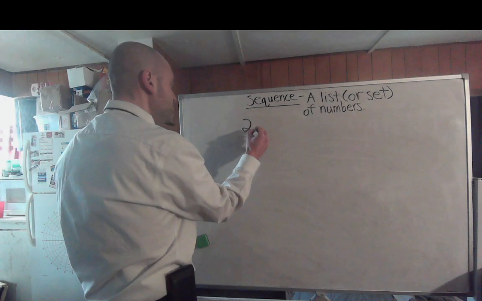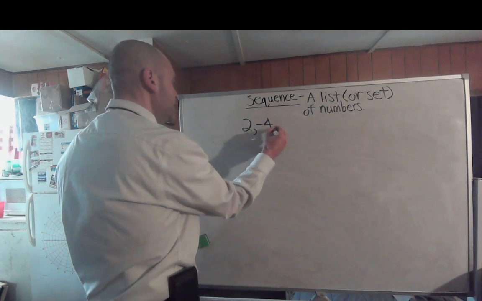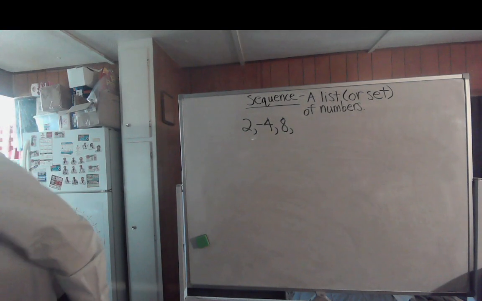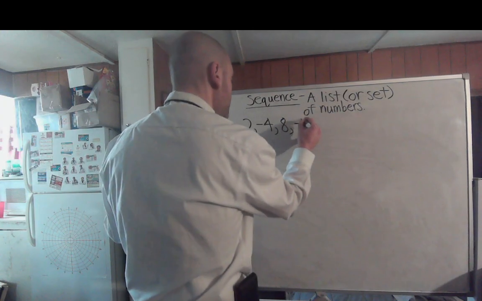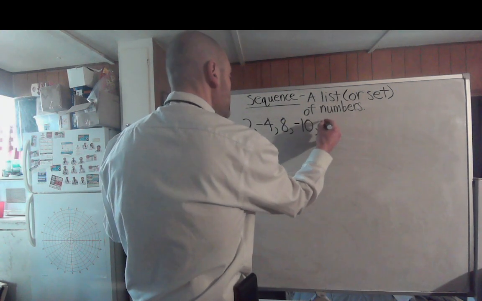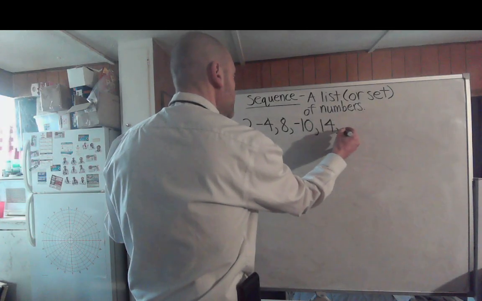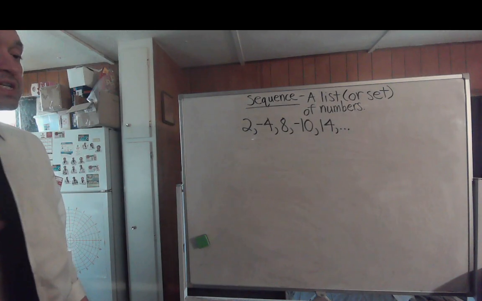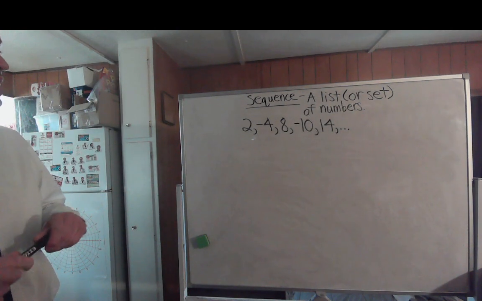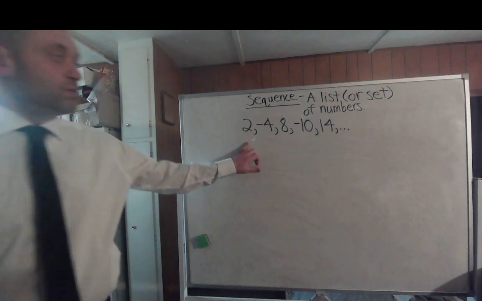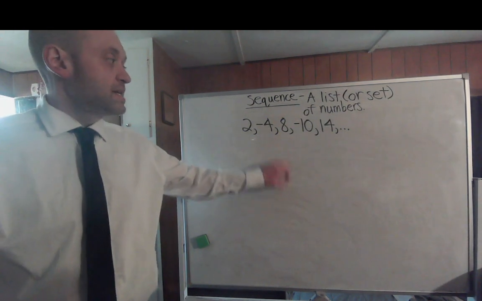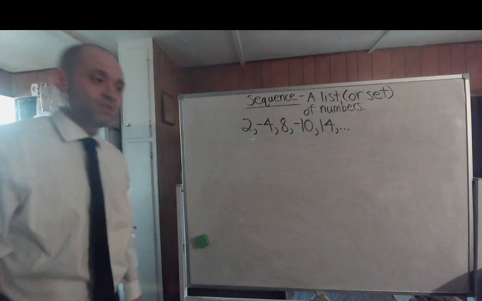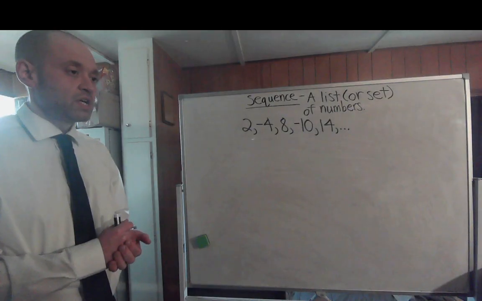Alright, now this one's a bit of a doozy. 2, -4, 8, -10, +14. So this one looks a bit scary, doesn't it? Okay. So we have 2, -4, 8, -10, +14. So what the heck is going on with this sequence?